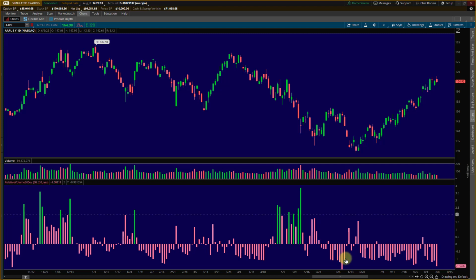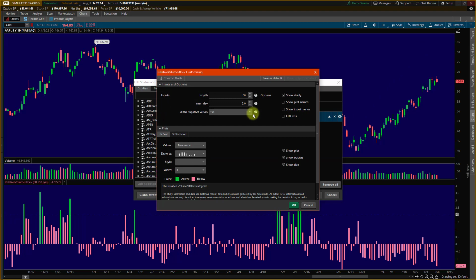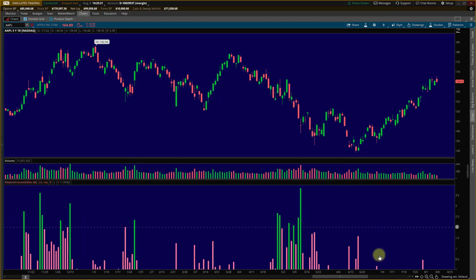Now, again, watch what happens when I flip it back to no. All of these negative values in here, you're just going to see blank spaces. So let's come back up here to Studies, Edit Studies, Cogwheel, change that to no, and watch all of these bars disappear. See, now you've just got these big gaps. And so anywhere in here where you had these gaps, it's because you had below average volume. But once again, most traders aren't worried about days for below average volume. So I would probably just keep it here.